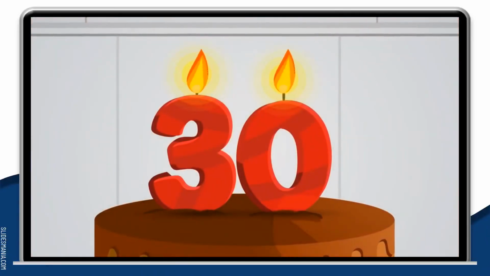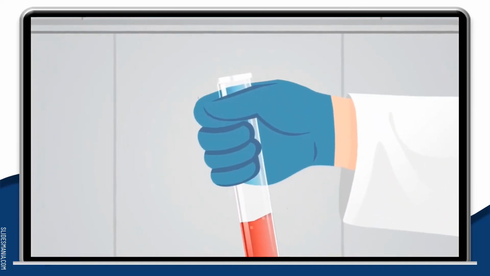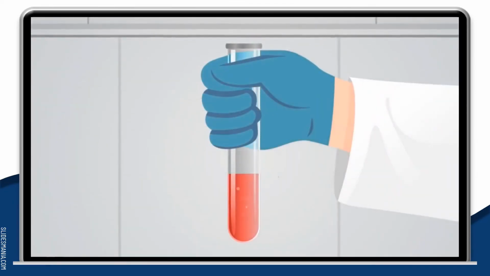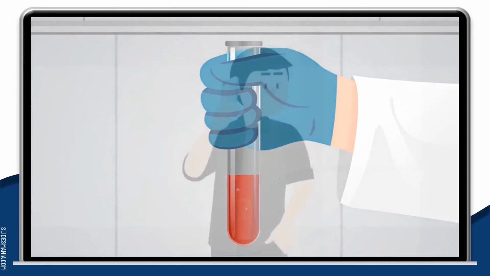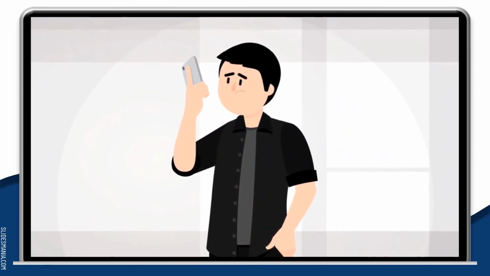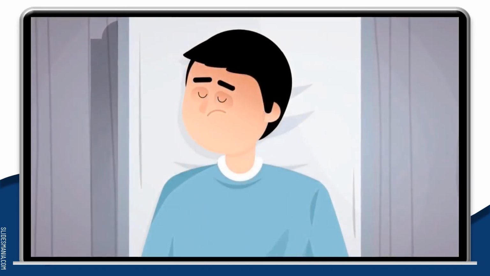After his 30th birthday, David went to the doctor's office to get his annual blood test done. A few days later, David received a phone call from his doctor saying that they found an irregularity in his blood and that he needed to get an MRI scan done as soon as possible. The next day, David went in to get it done.